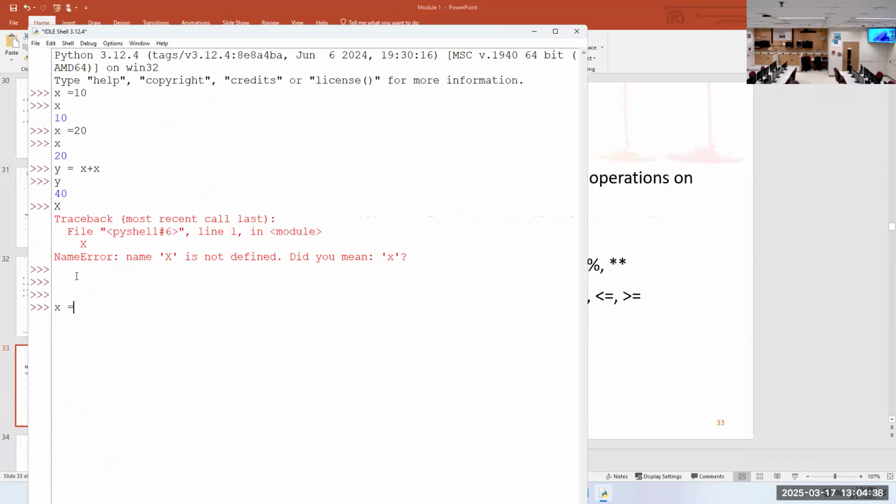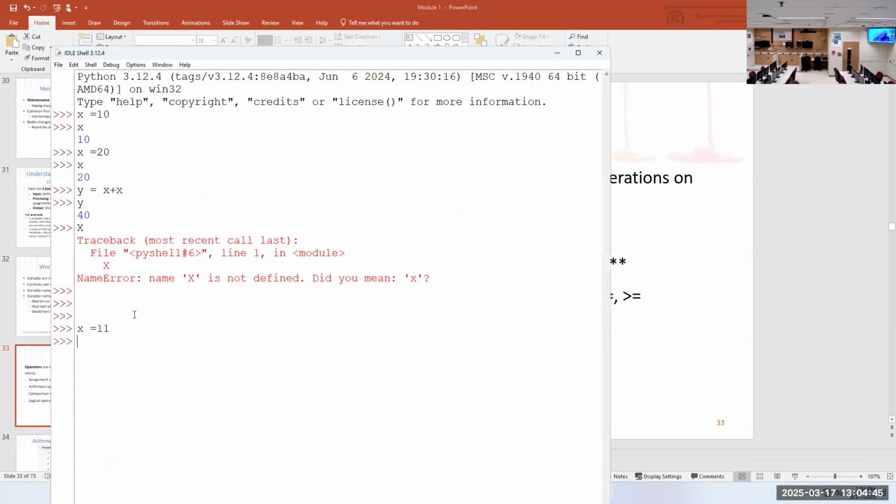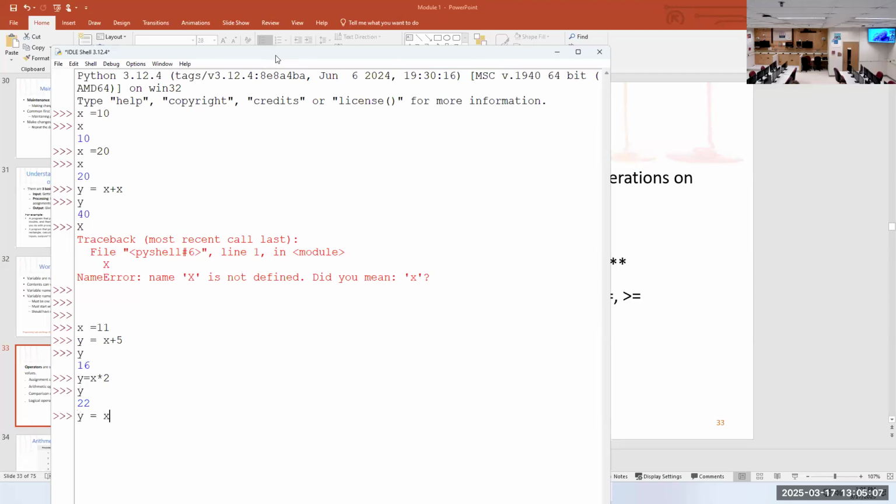I have x equal to number 11, and that is the process of assignment. Now I do the addition. I have y equal to x plus 5, so I have 16. Or I have y equal to x times 2, I have y as number 22. Or I can have subtraction: y is x minus 5, I have y as number 6.